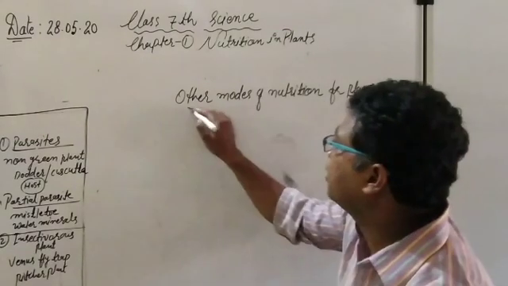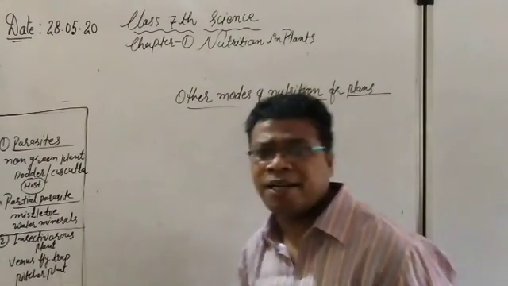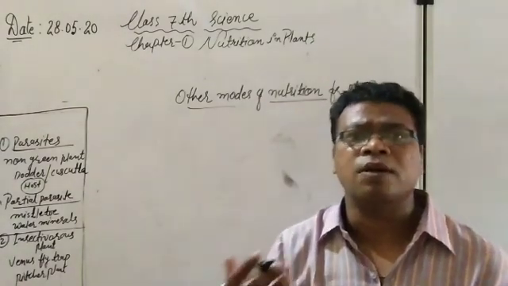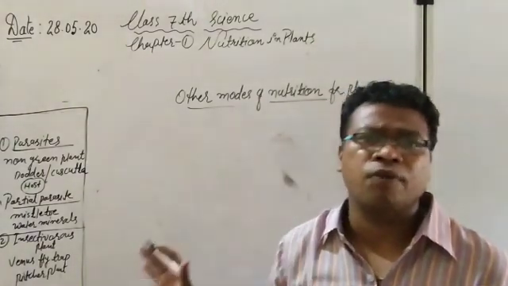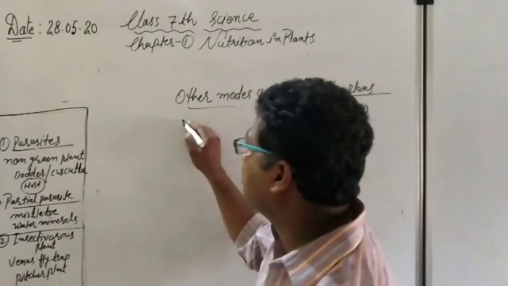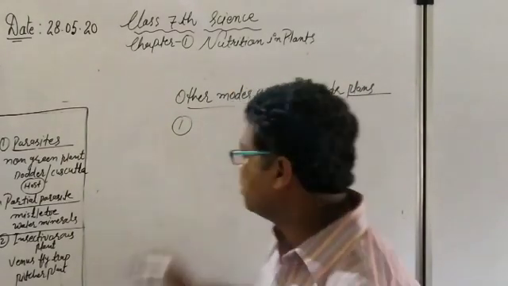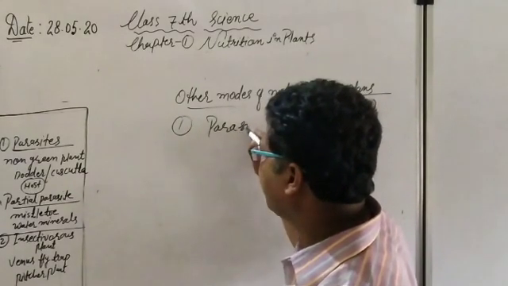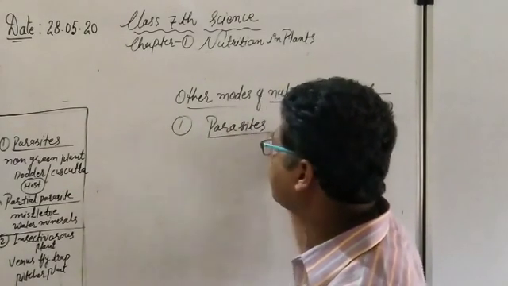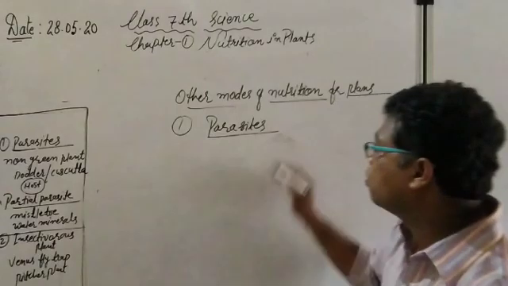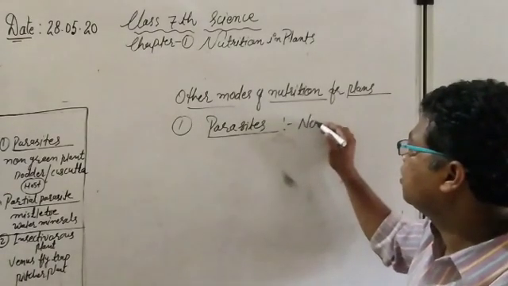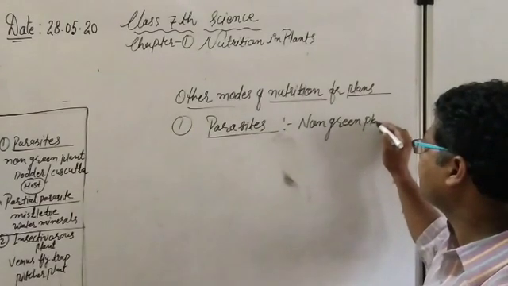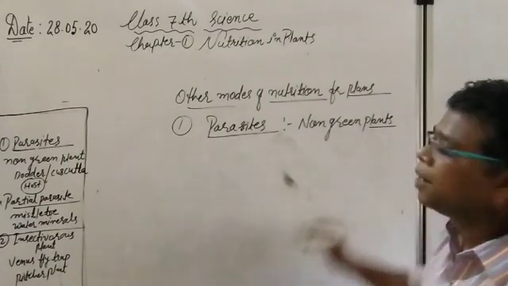And in this particular category, other modes of nutrition, the meaning is that green plants have the ability to produce their own food. There is not any kind of problem for them. But what are the other modes of nutrition? First is the parasite. What are the parasites? Very easy. Some non-green plants. Actually, parasites are nothing but non-green plants.